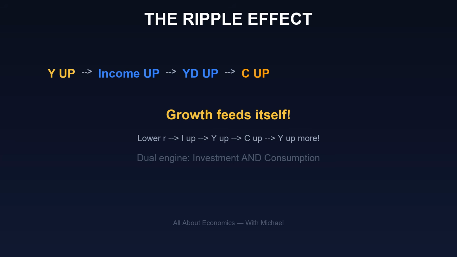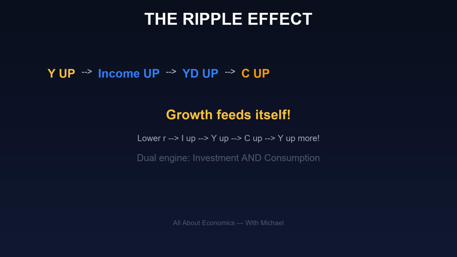So our overall aggregate demand is growing rapidly as we move down the curve because we have this awesome dual engine driving it. Investments are up because of the lower interest rate, and private consumption is simultaneously up thanks to higher disposable income. They're working together to drive output way up.